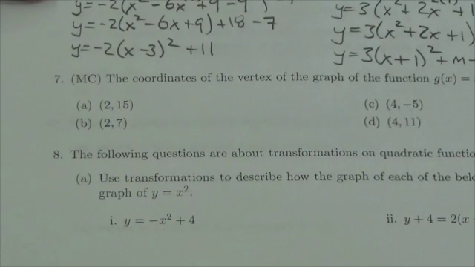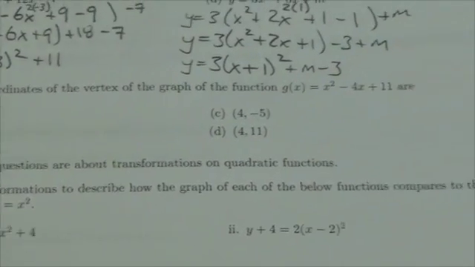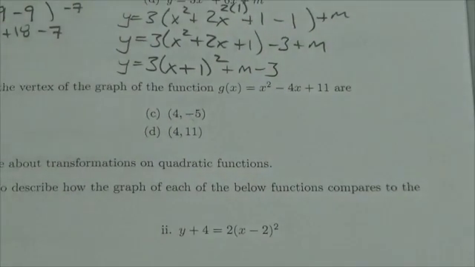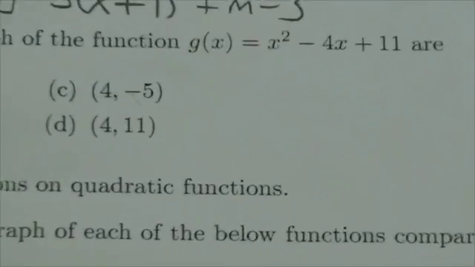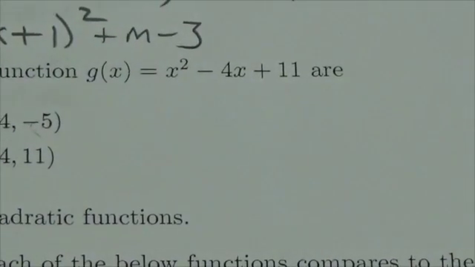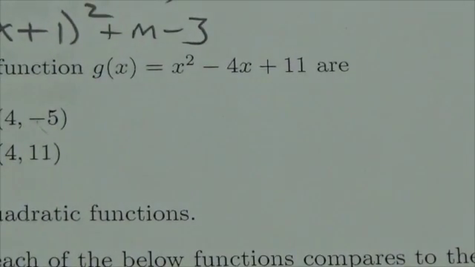All right, everybody, we're working through the quadratics review. We're at question 7. This is multiple choice, and it asks for the vertex of the graph of the function, and we get this function over here. We'll just zoom in on this just a little bit. So g of x is equal to x squared minus 4x plus 11. So we want to find the vertex.